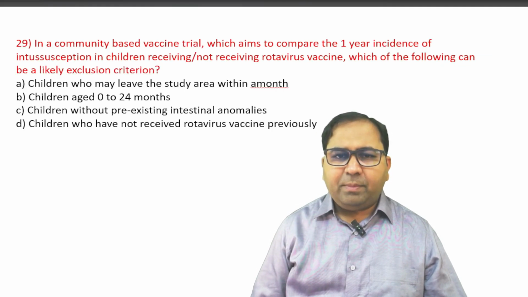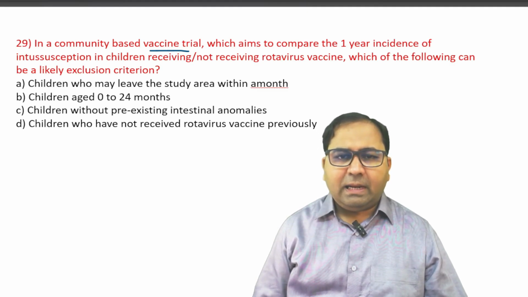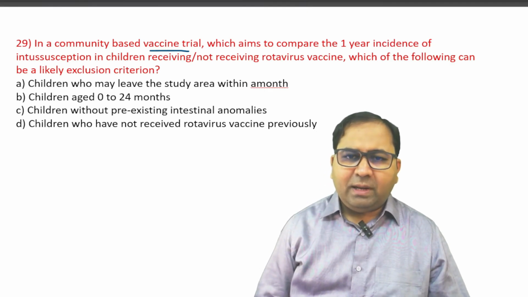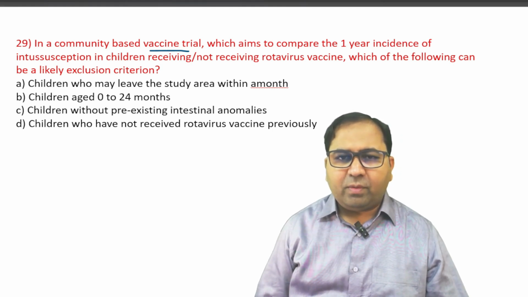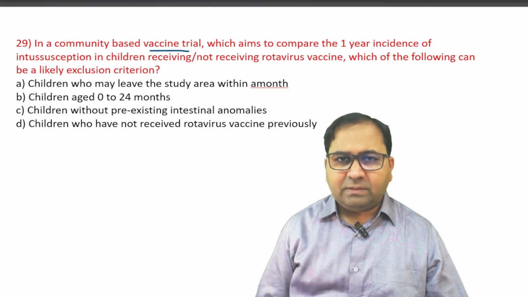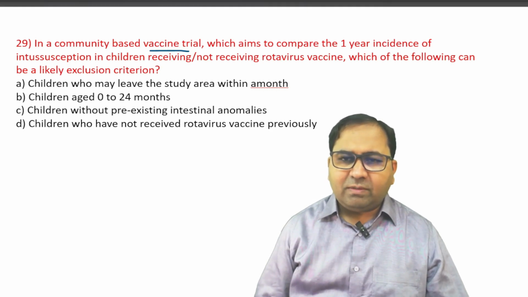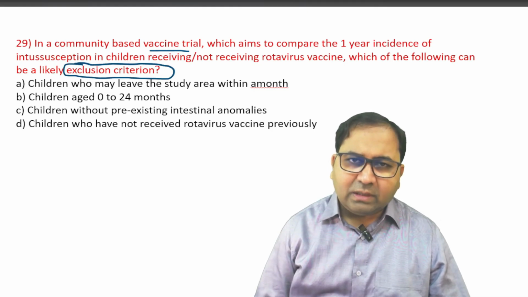Next question. In a community-based vaccine trial, which aims to compare the one-year incidence of intussusception in children receiving or not receiving the rotavirus vaccine, which of the following can be a likely exclusion criterion? The options are as follows. A. Children who may leave the study area within 1 month. Or B. Children aged 0 to 24 months. Or C. Children without pre-existing intestinal anomalies. Or D. Children who have not received rotavirus vaccine previously. So which of the following can be a likely exclusion criterion? One is out, the other three are in.